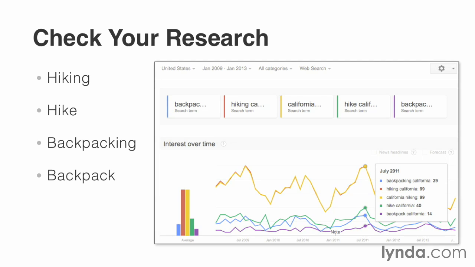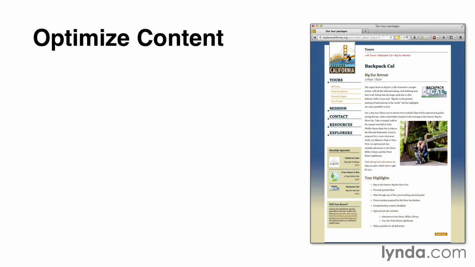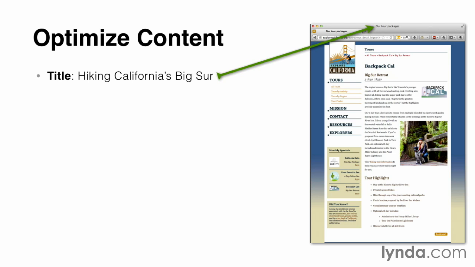So taking that information, I go back to my page, and what I'm going to do is rename this page from the focus on backpacking to focus more on hiking, because that seems to be more relevant in getting the most amount of searchers to my page, and that's my target audience. So I'm going to rename the page title to Hiking California's Big Sur. The H1 is currently Backpack Cal. I don't want to abbreviate California because there are a lot of search phrases that have the full California name. And so I'm going to turn that H1, my primary page headline, into Hike California's Big Sur.